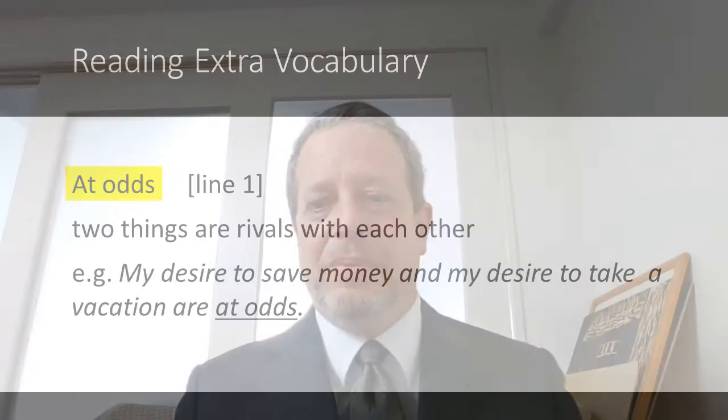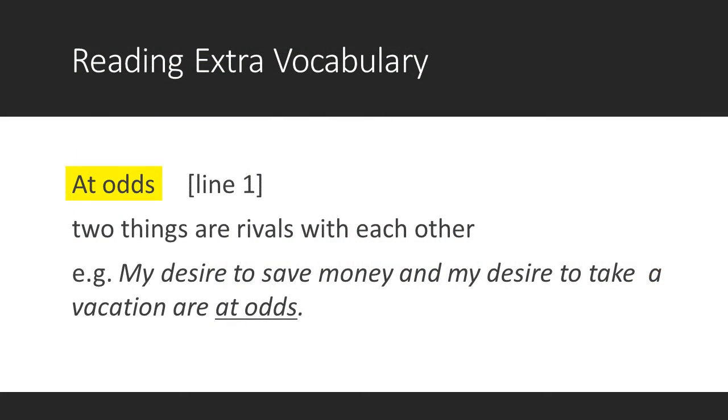Okay, good example sentence. My desire to save money and my desire to take a vacation are at odds. Okay, I can either save money or I can go on vacation, but they're kind of rivals against each other. I can't do both very well.